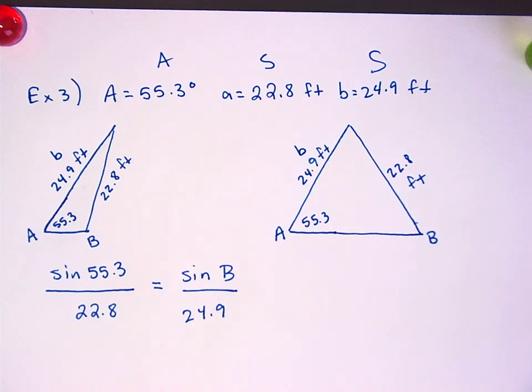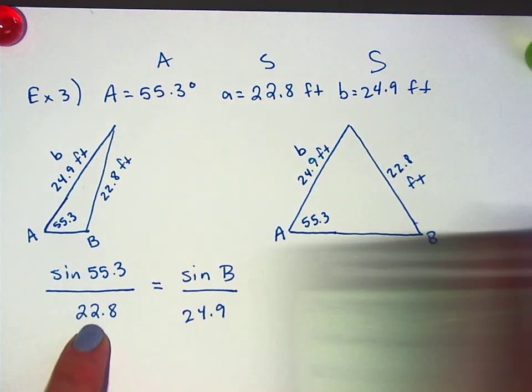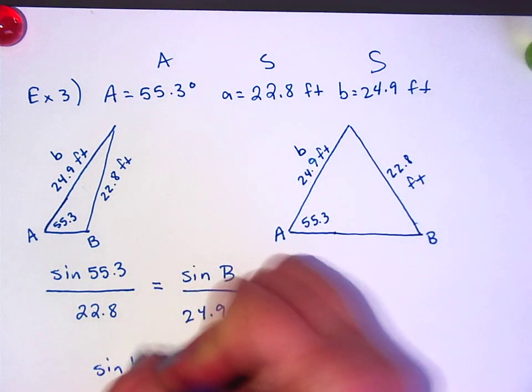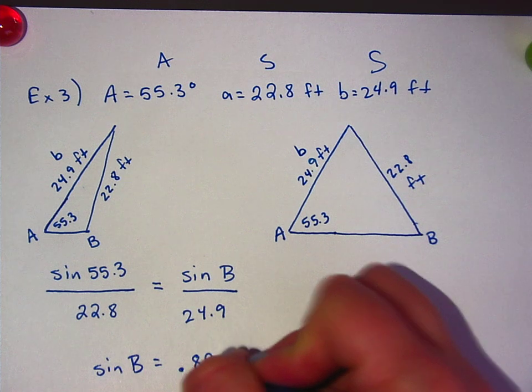All right, cross multiply really quick. Do you guys remember how to find an angle instead? Inverse sine. So with me now, do we have to write out this cross multiplication, or can we do it in our heads now? Because I'm going to take 24.9 on my calculator, so should you, times the sine of 55.3. And then what? Divide by 22.8. Okay, this right here, this is the sine of B. So the sine of B equals 0.8979.